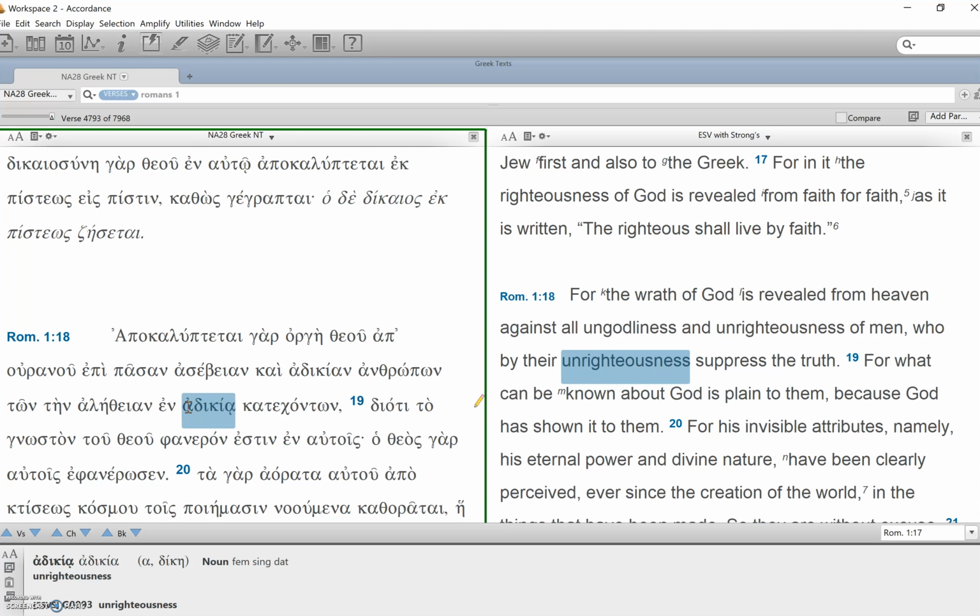Okay. The next genitive I had you look at was in verse 26. So let's scroll down there. All right.